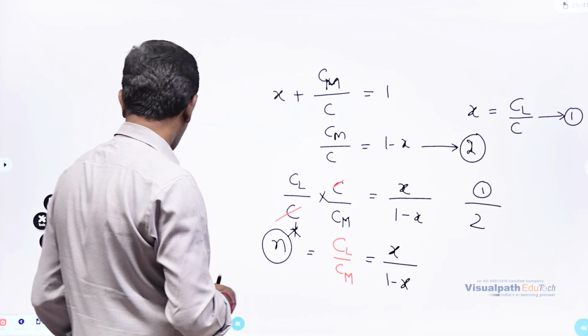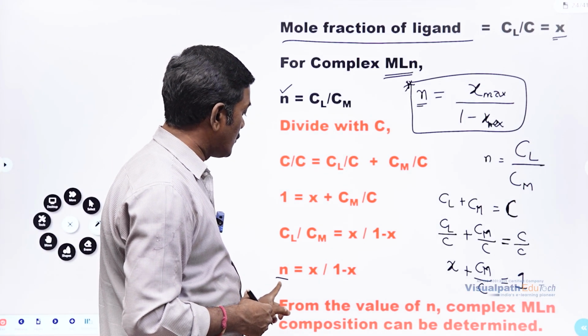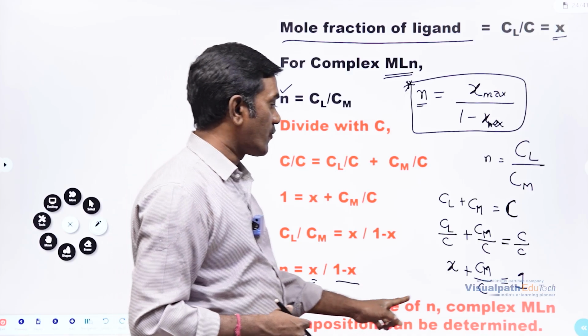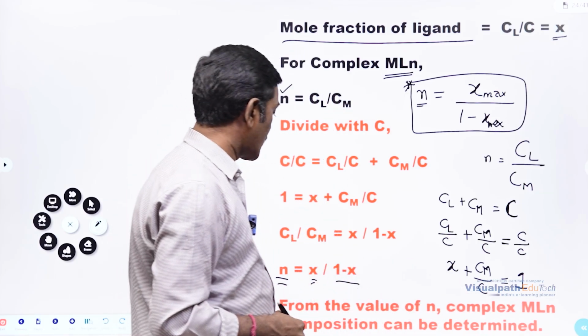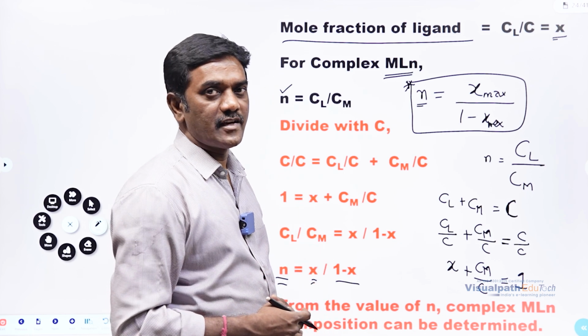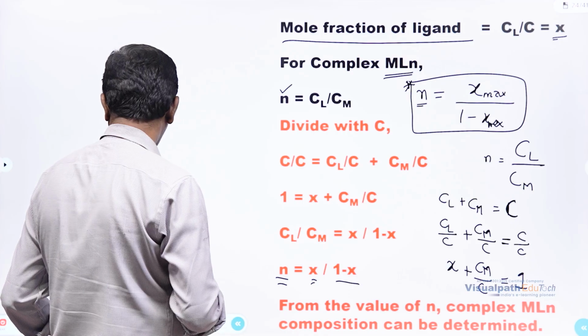In this way, Job's method will help us to find out the N value, which is equal to X by 1 minus X. From the value of N, the complex MLN composition can be determined. In this way, Job's method will help us to find out the composition of the complex forming here.